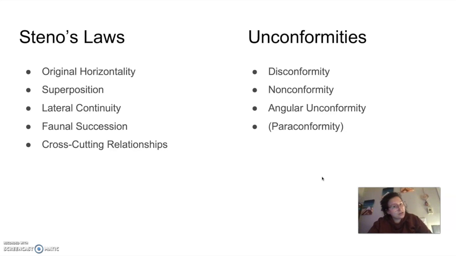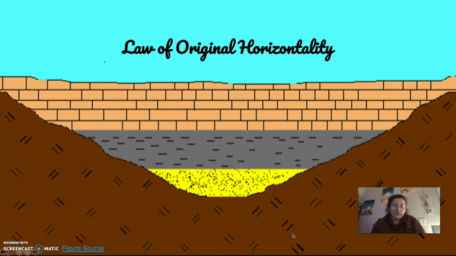Next, we have unconformities. These are the answers to questions that geologists ask in the field. So we have disconformity, nonconformity, angular unconformity, and then we'll briefly talk about paraconformities. So we'll start with the law of original horizontality.